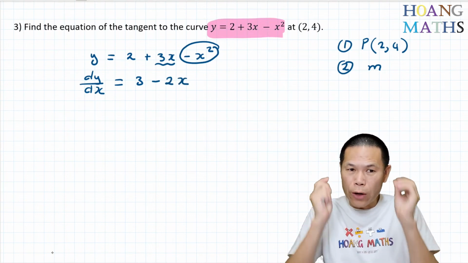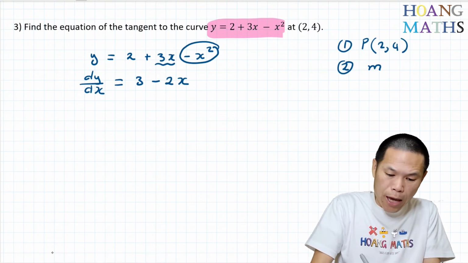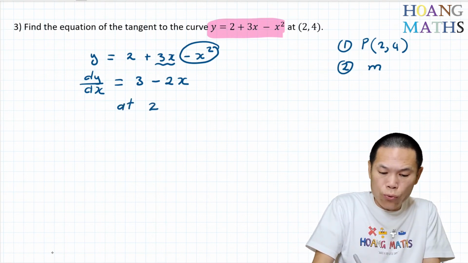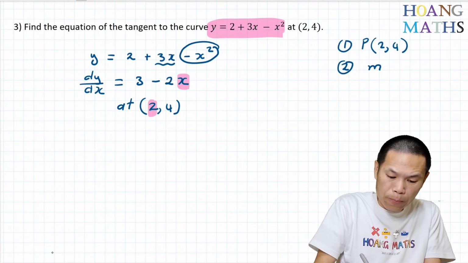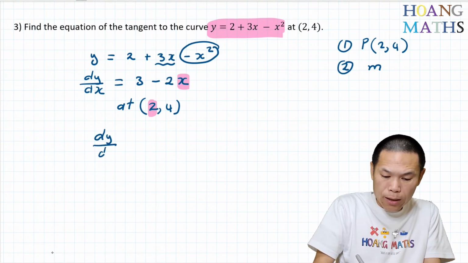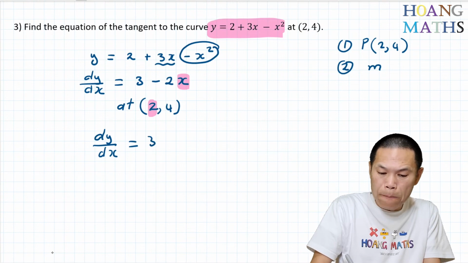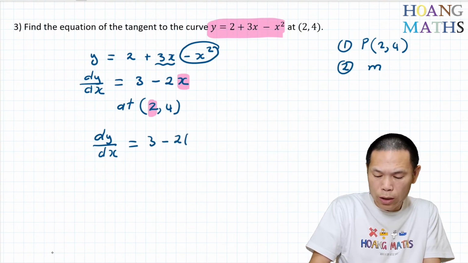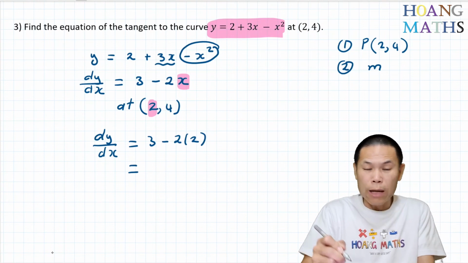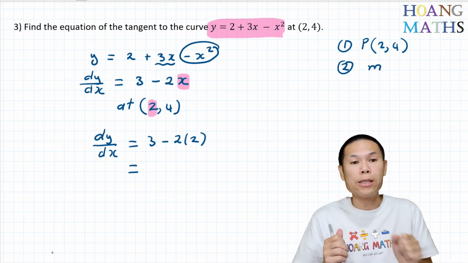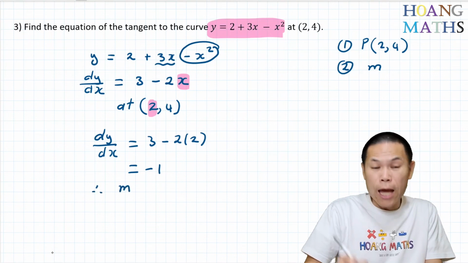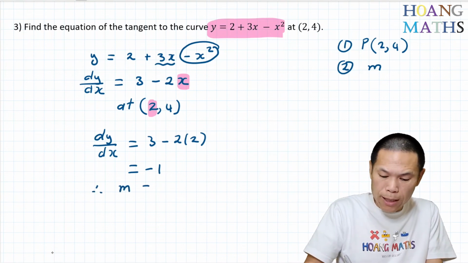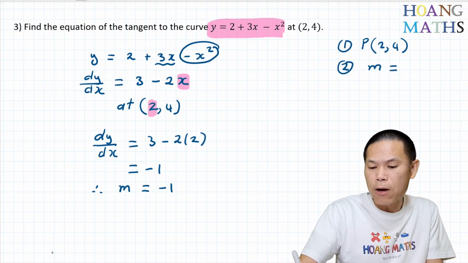But we want to find the gradient at point (2, 4). This means that when x is equal to 2, we substitute this 2 here. So the gradient is equal to 3 minus 2x, but x is 2. So we put 2 there, and 2 times 2 is 4. 3 minus 4 is negative 1. So therefore, the gradient at (2, 4) is negative 1. So we found this now, negative 1.